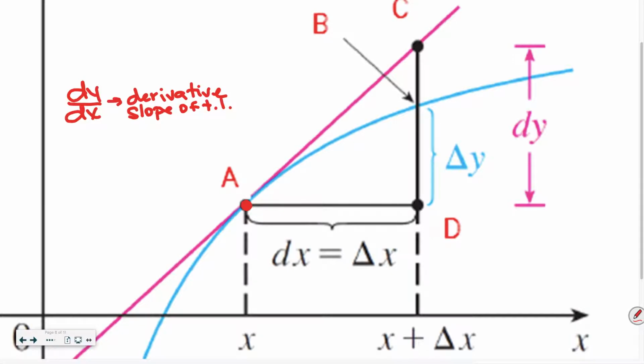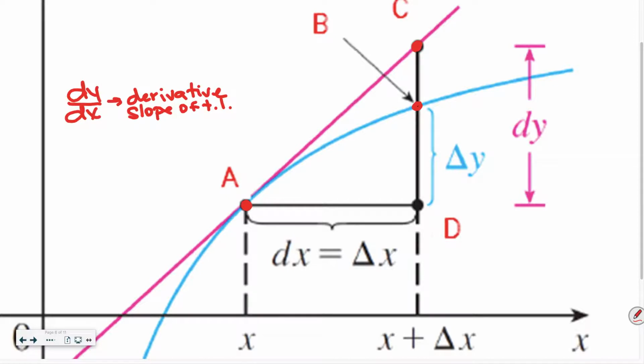Delta x and delta y, what does delta stand for? Change in. So delta x and delta y are describing the actual change in x and the actual change in y. So you see that here's delta x and delta y. When you follow delta x, delta y, we get to our curve. But if we go over dx and up dy, we're on our tangent line. Do you see the difference?